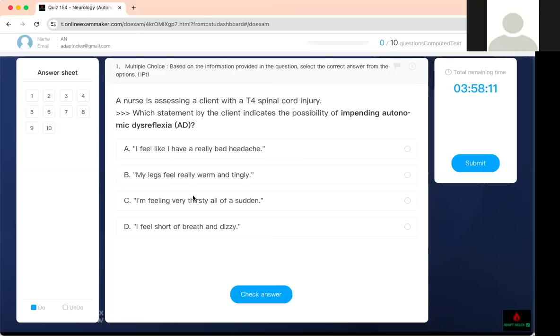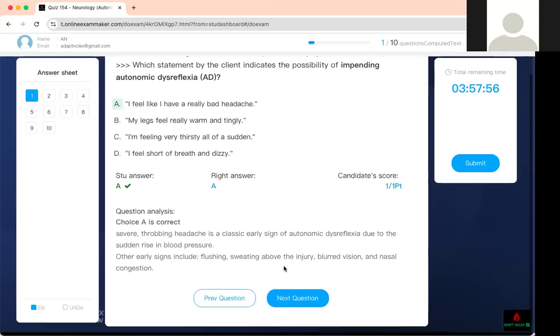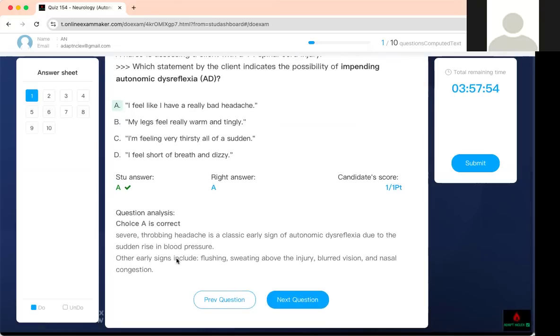It does not relate to thirst or feeling the need to drink. I feel short of breath. It has nothing to do with your respiratory. I told you, neurological status and your circulatory system. So this one is your right answer. And this is what I said. Other signs include flushing and sweating above the injury, right? And below it, there should be no flushing or warm, tingling sensation.